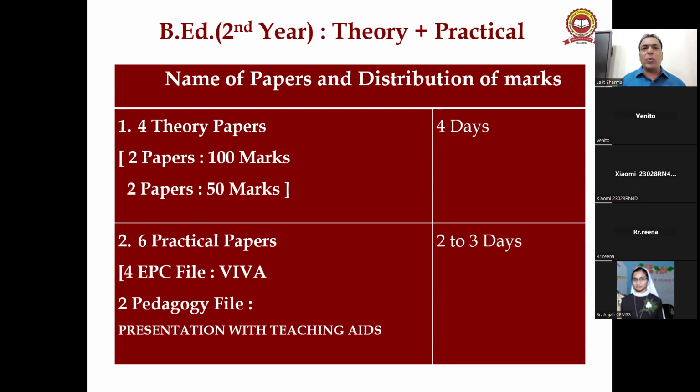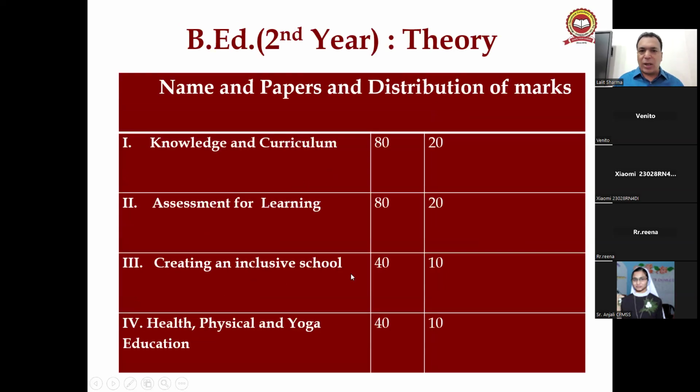In second year, you have to give paper 8, paper 9, paper 10, paper 11, right? Your paper 8 is knowledge and curriculum. You can see the next slide. This is the knowledge and curriculum, this is paper 8. 9th is assessment for learning. 10th is creating an inclusive school. And 11th is health, physical and yoga education. This is an optional paper, right guys?